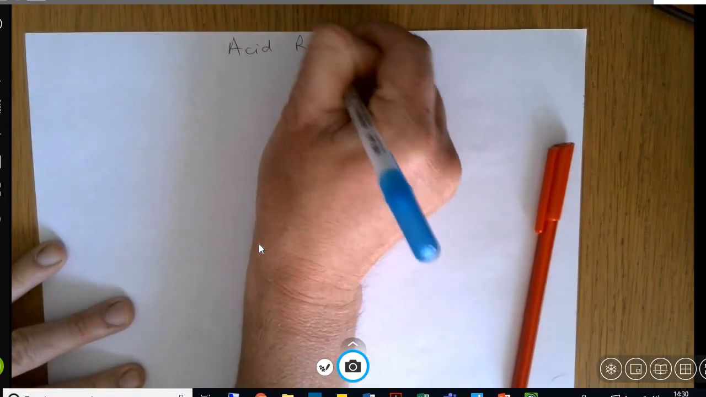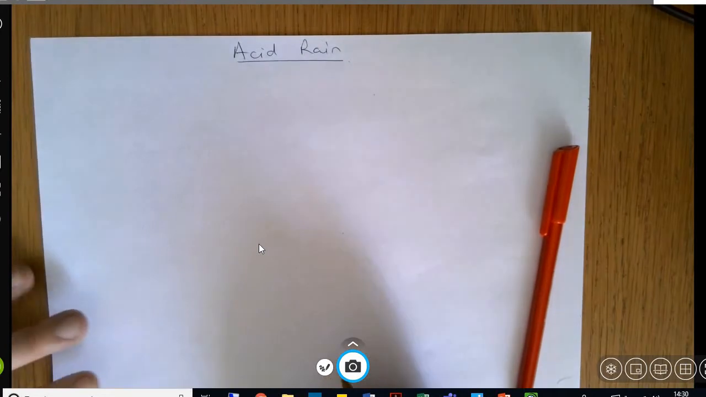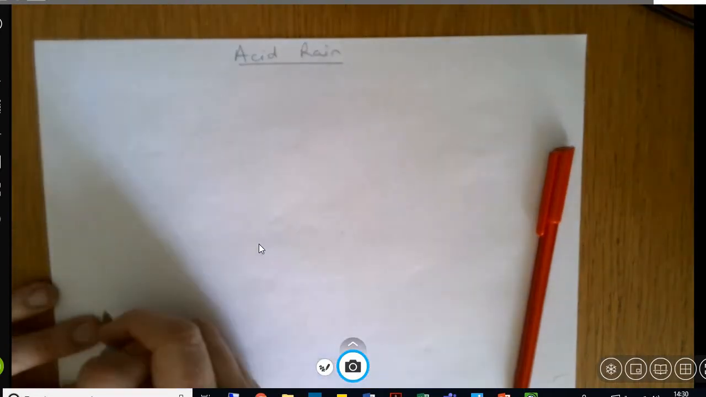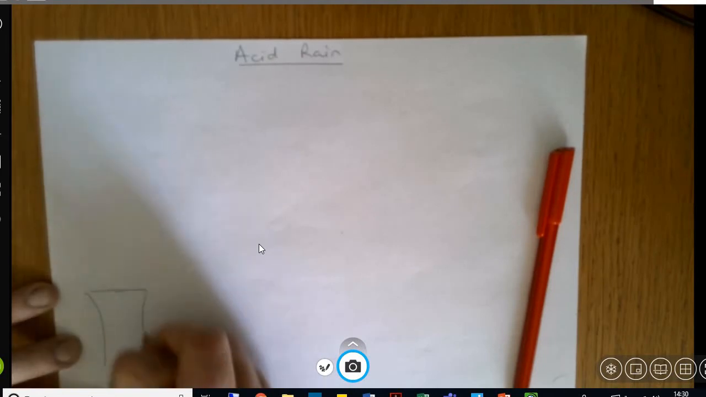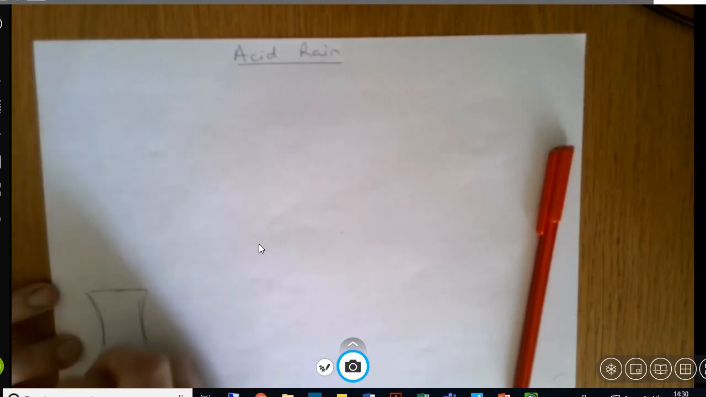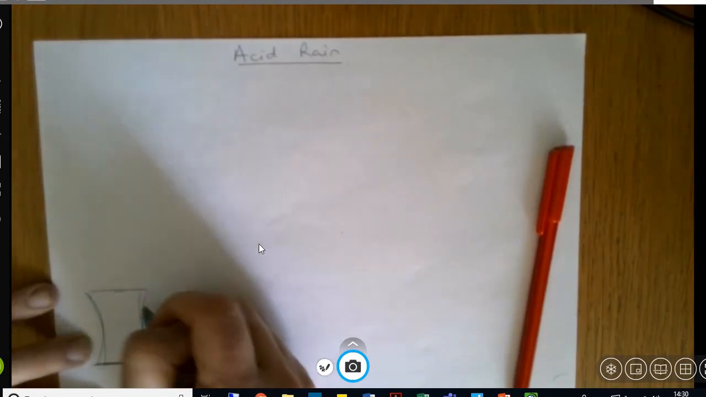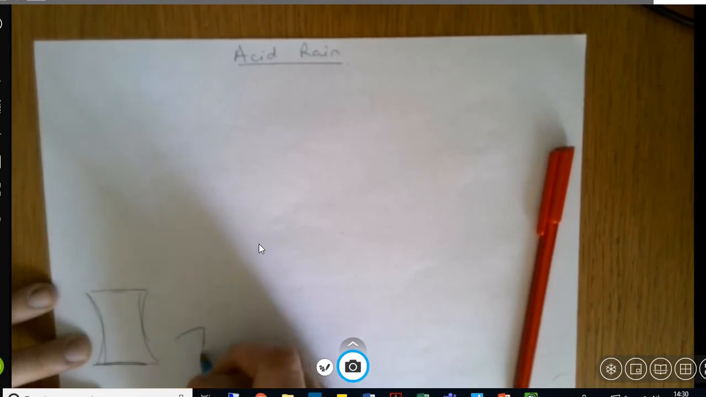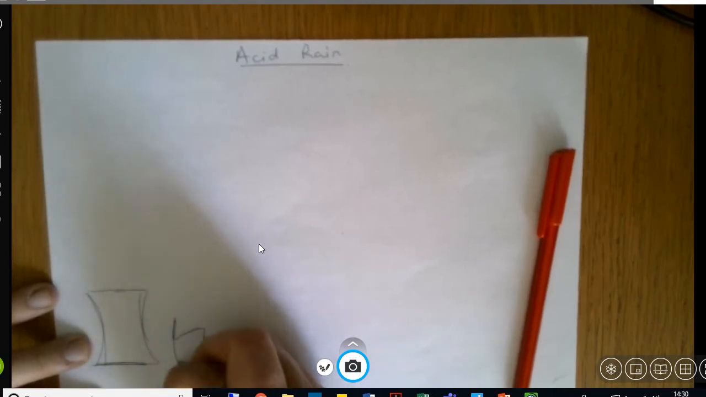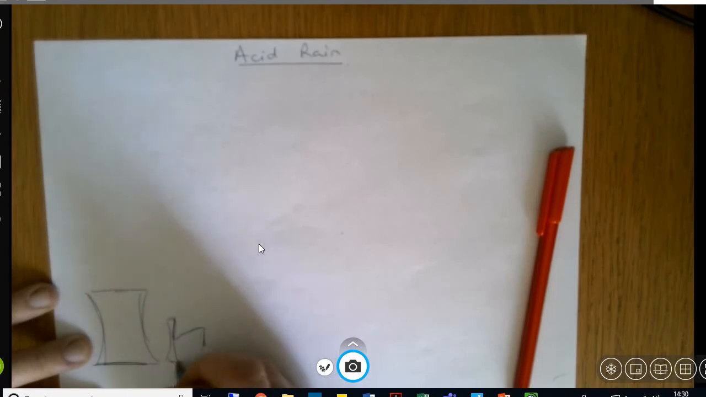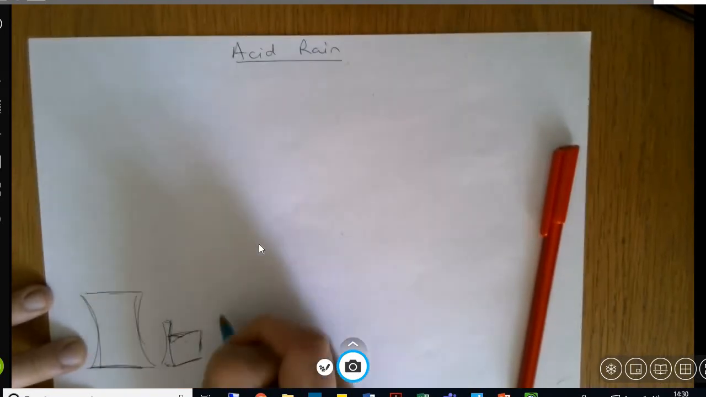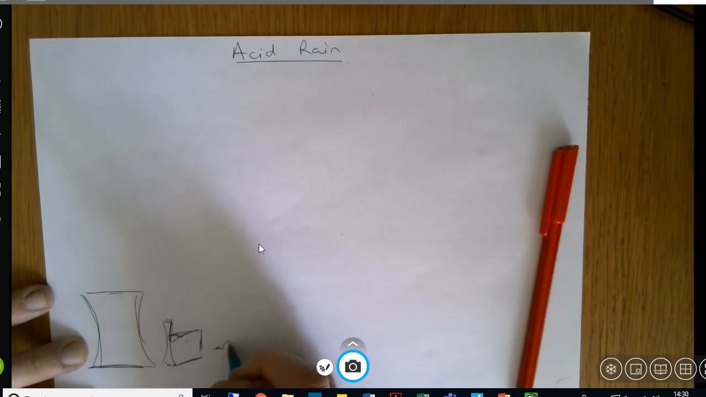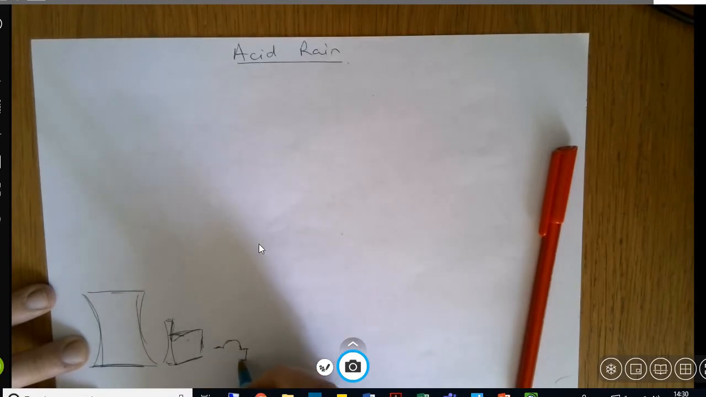So I'm going to do a little diagram for you, which I think helps to visualise this a bit more. As you know, I'm no artist. Hopefully this will give you a bit of context. So these are meant to be factories, things that pollute. So obviously we've got maybe a car down here.